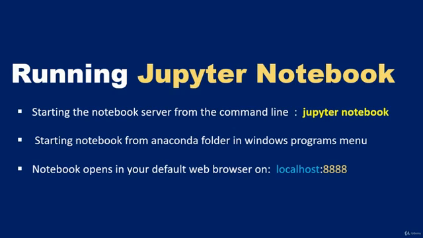And I also showed you how to start it from the Anaconda folder within the All Programs menu of your Windows-based computer. When you start it from the Anaconda folder, there is a Jupyter Notebook icon that you can run, and by default it serves the Jupyter Notebook from the root directory of your profile. And when the Jupyter Notebook opens up, it opens up in your default web browser on localhost:8888. The port number is 8888.